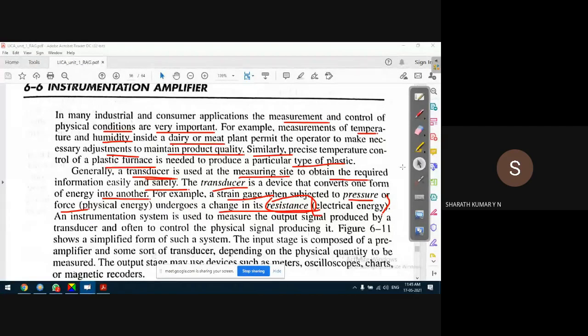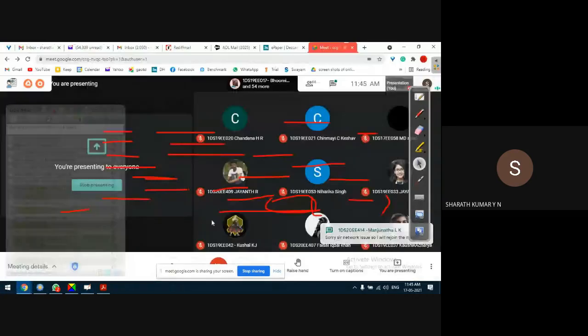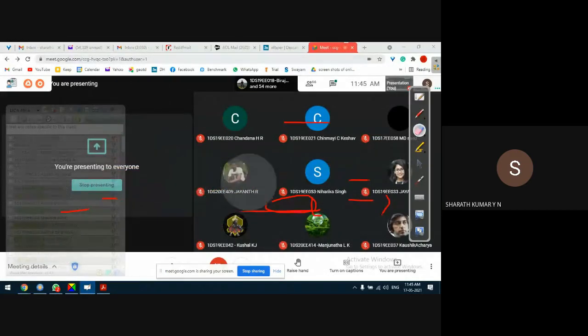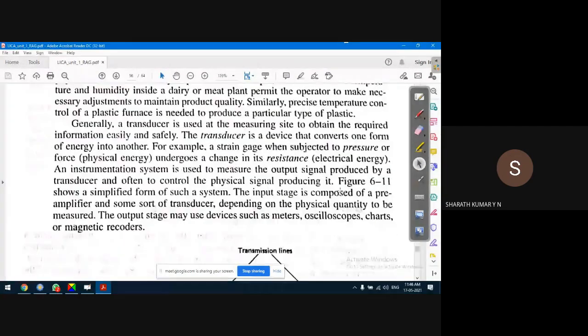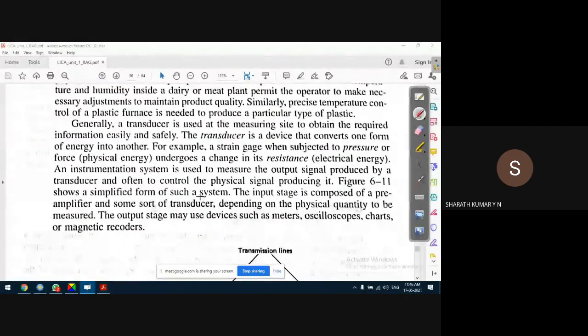So thereby we can equate it to the physical parameter. We can calibrate the instrument to measure the physical quantity. That's what it is. Here the instrumentation system is used to measure the output signal produced by a transducer, and often to control the physical signal producing it. For example, let us say we have AC, air conditioners.